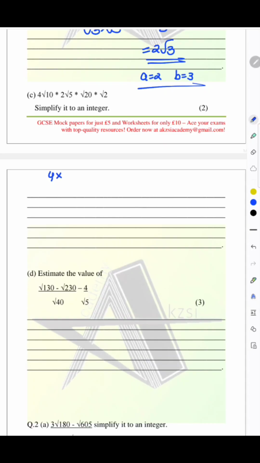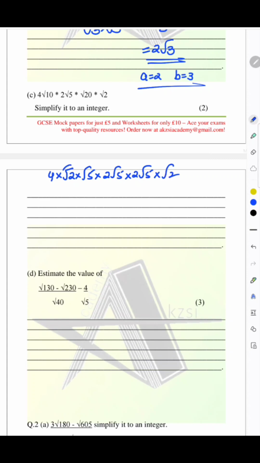Root 10 can be written as root 10, but still try to split it into its prime factors, which is 5 times 2, so that it will be written as root 2 times root 5 times 2 root 5 times root 20. If you simplify root 20, it will give you root 4 times 5, which is 2 root 5, then times root 2.